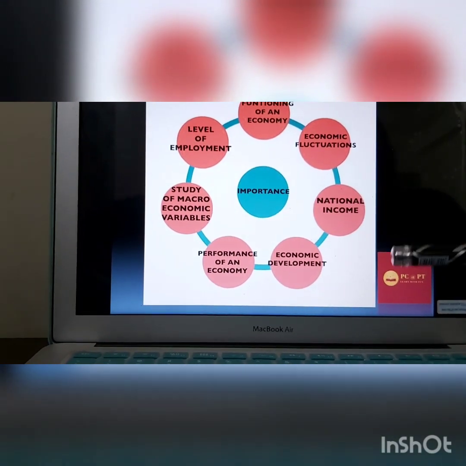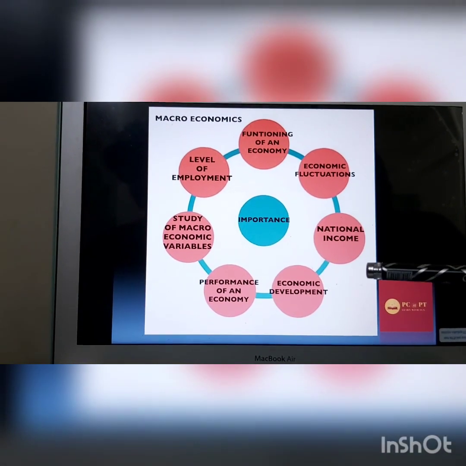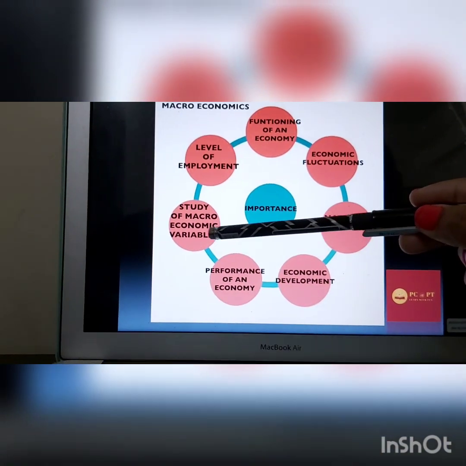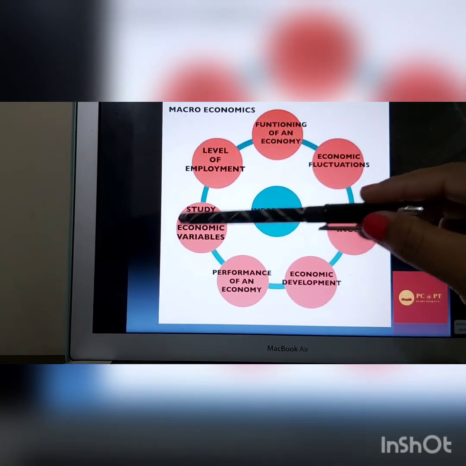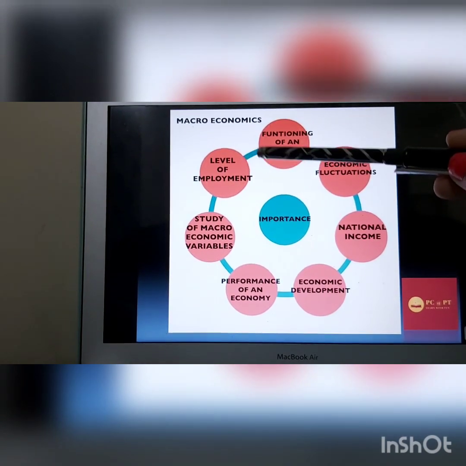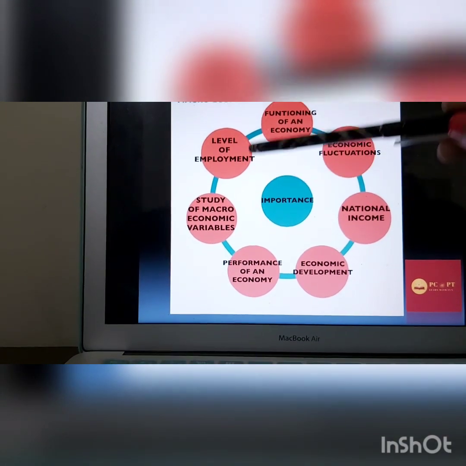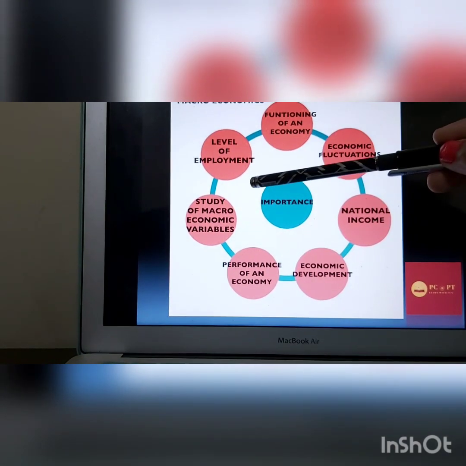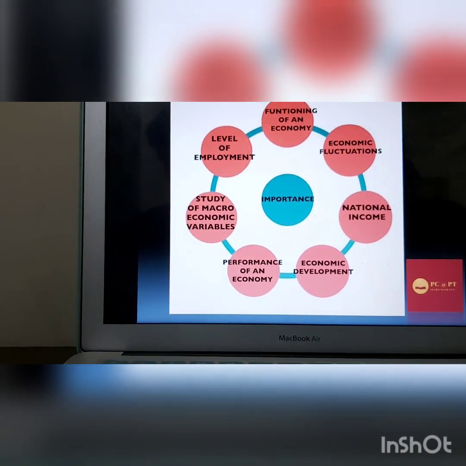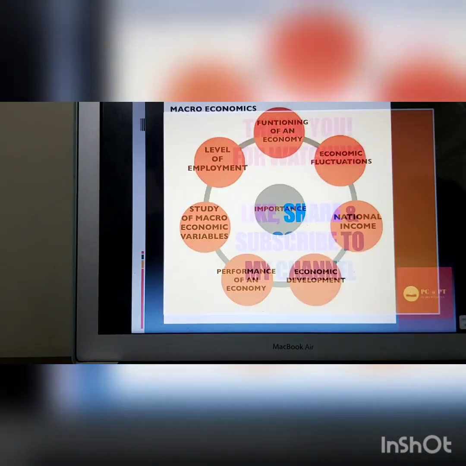Study of macroeconomic variables, I have explained this again and again, still repeating it. What are the macroeconomic variables? Total income, total output, total employment, and the general price level of the country. Last, level of employment, which I have again explained. It is related to maximum people in the nation having jobs. If there are jobs, they will be able to earn money, and if they earn money their basic livelihood will run, and then they can invest ahead and do their savings. And this is how macroeconomics works.